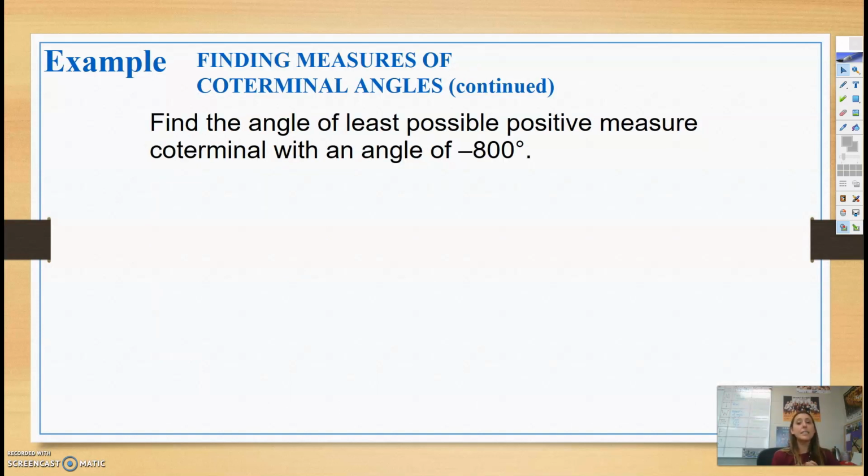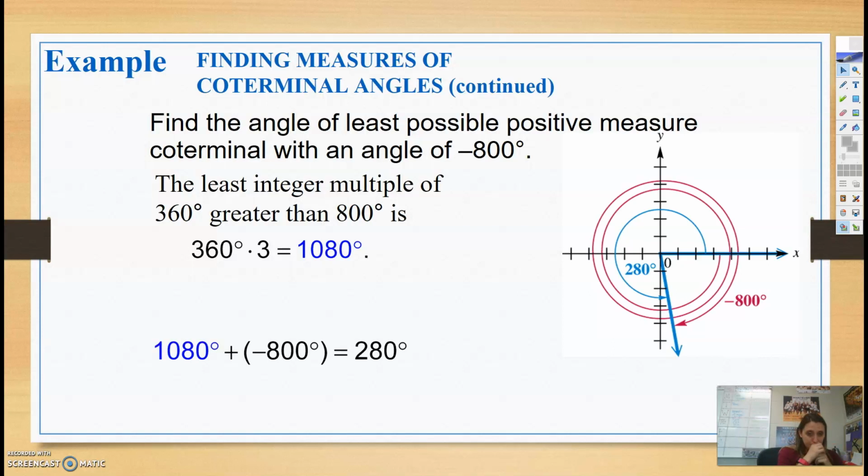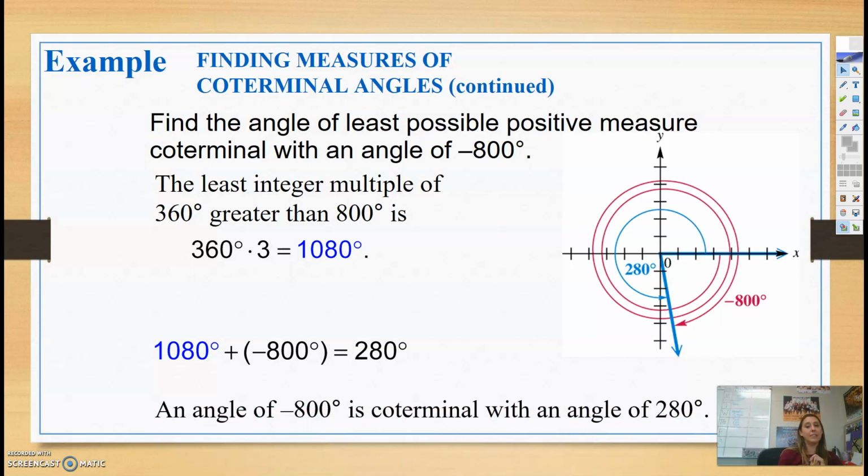All right, so then this is the last one, and it's a little bit harder. We're going to find the least possible positive measure coterminal with the angle of negative 800 degrees. So we're going to find a multiple of 360 that's greater than 800, and the reason why is because we're going negative, since it's negative 800. So we want it greater than 800. We figure that out if we multiply by 3. 2 wouldn't be big enough because that's 720, so it has to be 3, and that gets us over the 800. So we add that, and then we figure out it's coterminal with 208 degrees. So make sure you get this in your notes.